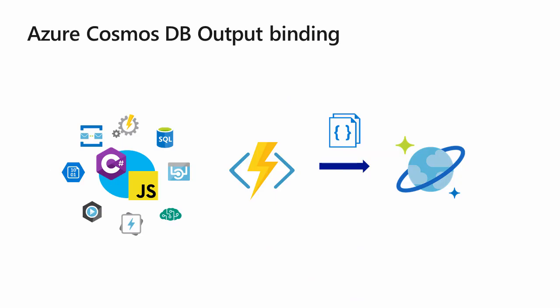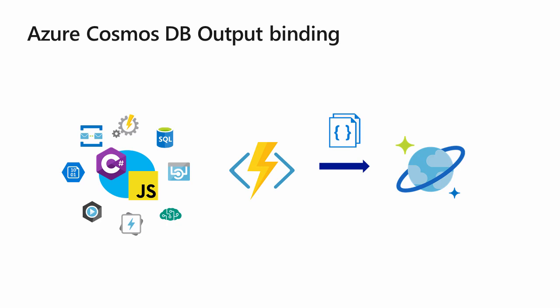The next integration available is called the output binding. Acting in a similar fashion as the input binding, it allows you to easily persist one or more documents to a destination collection by using an output variable inside your function.